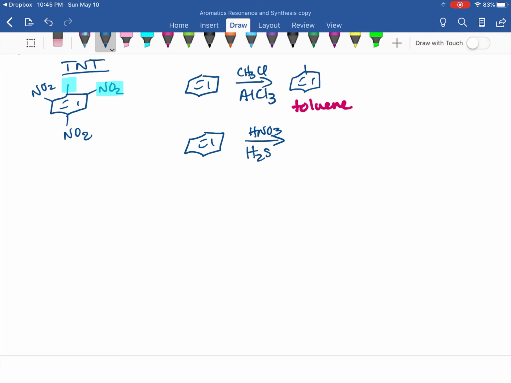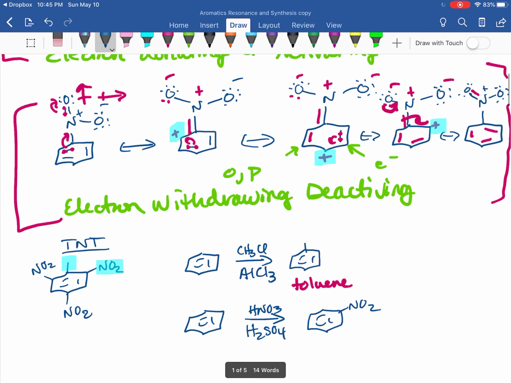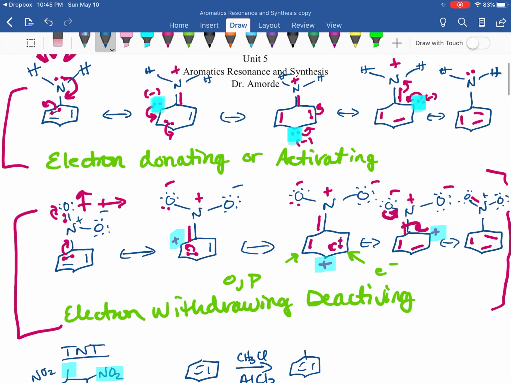Okay, and then how do we add nitro? We saw that in our last video. That is our nitric acid and our sulfuric acid. That is how we add nitro. Literally, we're just going to mix and match these 2 steps. So how hard is that?